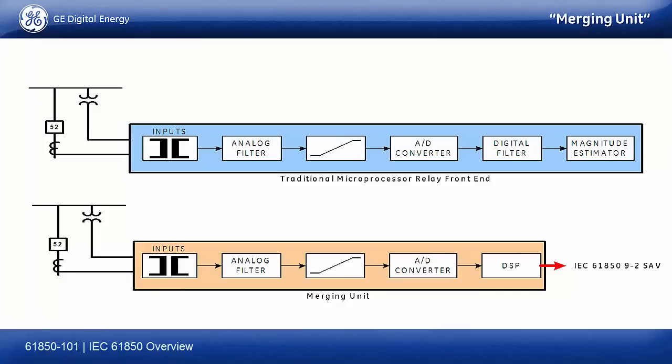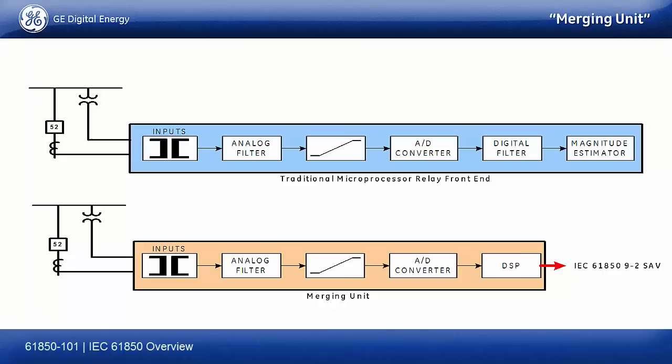And then all a merging unit says is I take the front end of the relay out, right? And I put it in a separate device. So I still have these internal inputs, my low pass filter, and my AD converter, and I take the samples out of the AD converter, package them up in a message, and transmit the message as samples. My end device connects to it, takes those samples and does magnitude estimation however it does it, right? And then I can share this data with multiple devices and not just one hardwired connection.